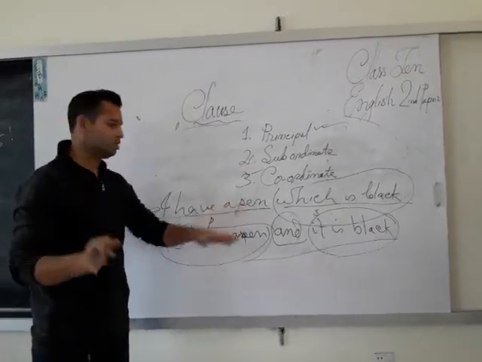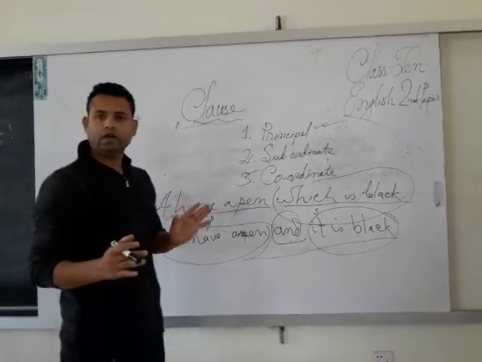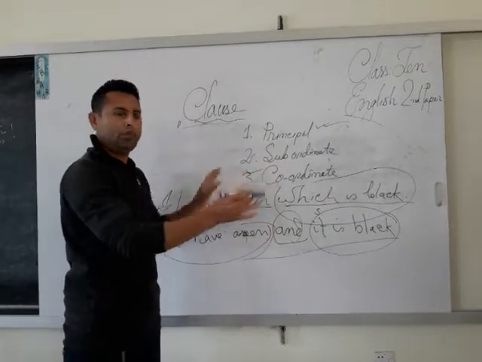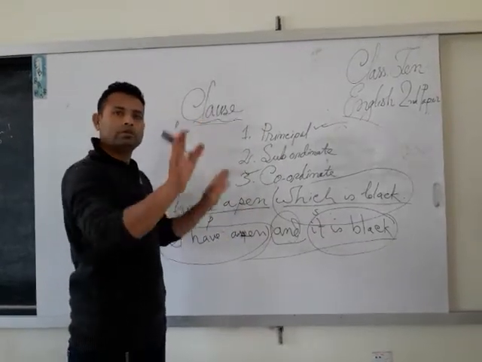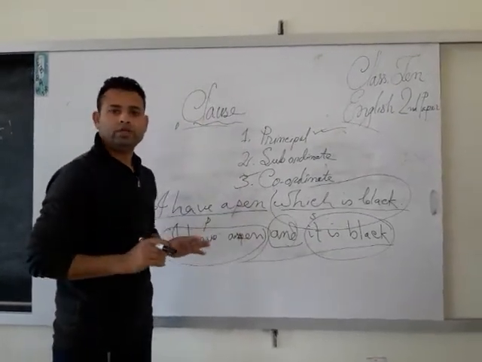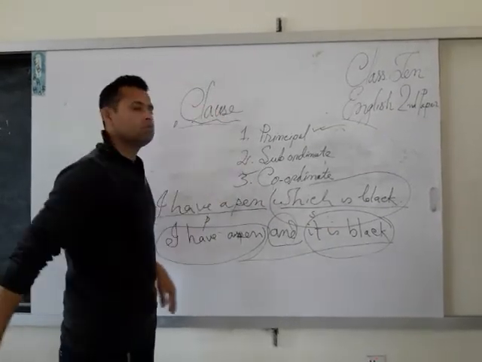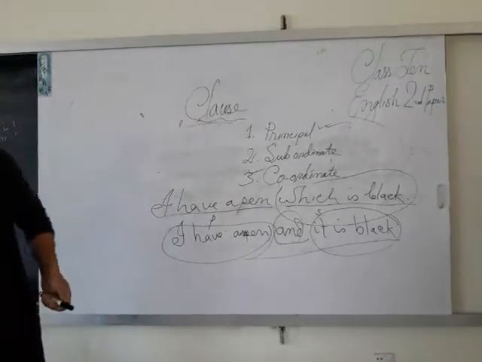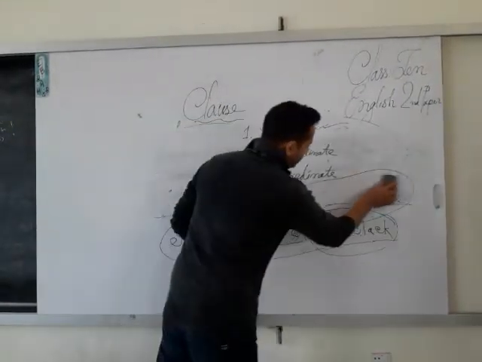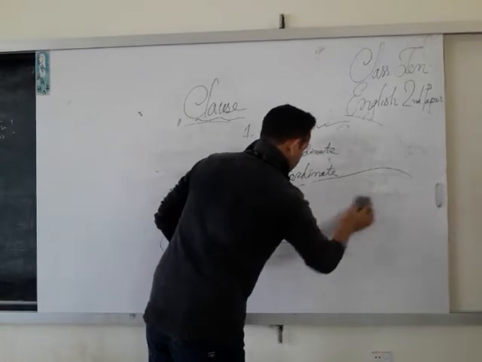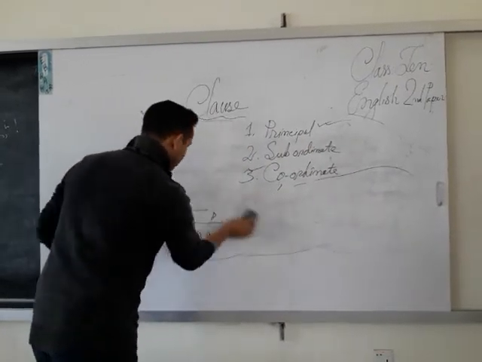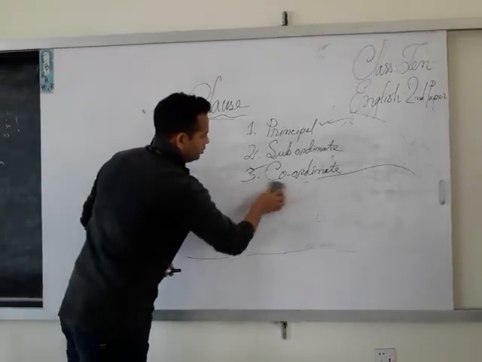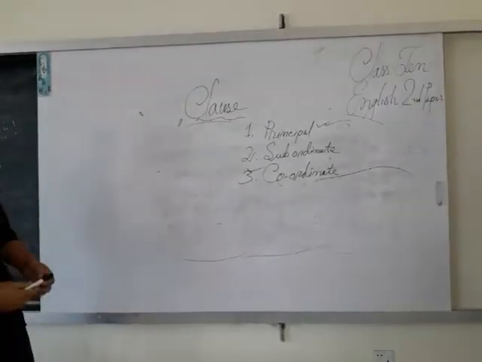Totally, we can define it as a coordinate clause. A coordinate clause must have two different principal clauses. If we separate this, then they will be able to express their own meaning. So, I am giving some information that will help you to identify the clauses here.